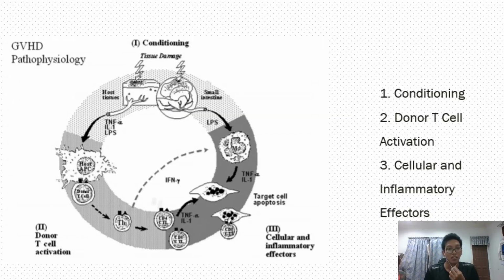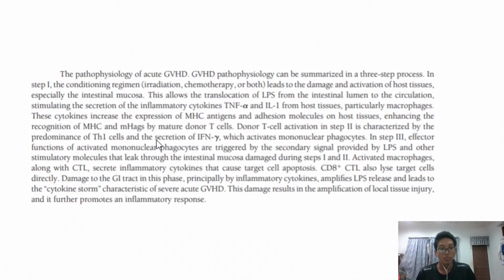The next slide is the graph of the pathophysiology of GVHD. We can see the conditioning is the first step, then it goes through the second step, which is donor T cell activation, and then the third step is cellular inflammatory factors, which I listed here for better sight. Next is the explanation of the pathophysiology, but you can read it on your own.